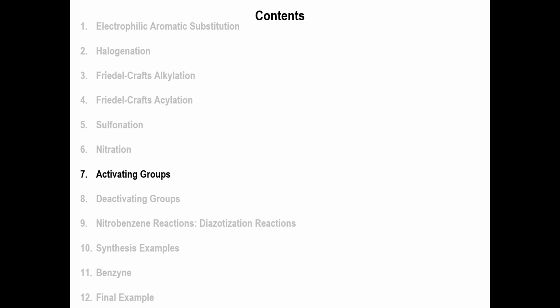All right, so let's talk about activating groups. An activating group, by definition, is a substituent that donates electron density back into the main molecule to which it's attached. Now, in this case, that would be the benzene ring itself.